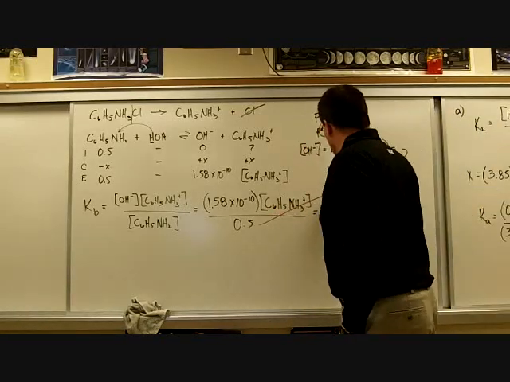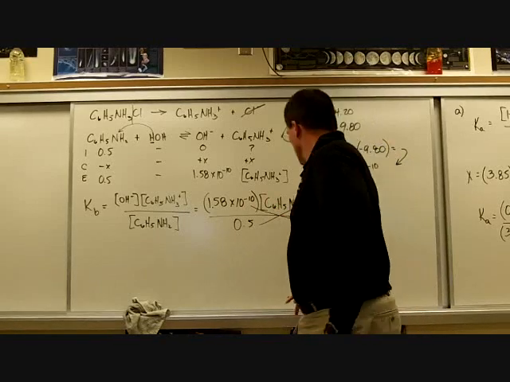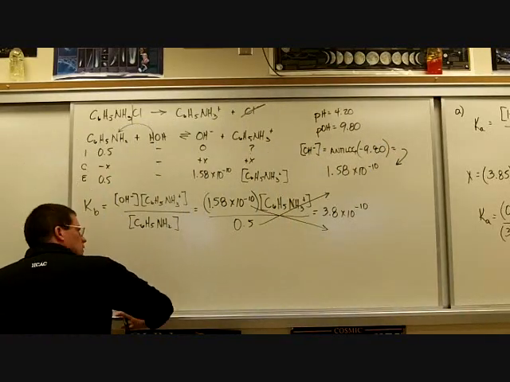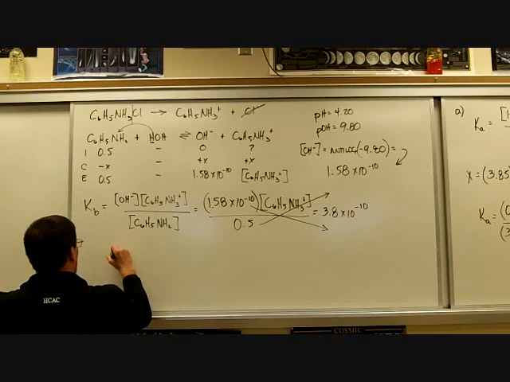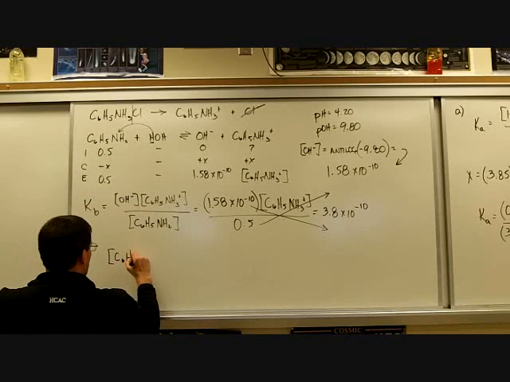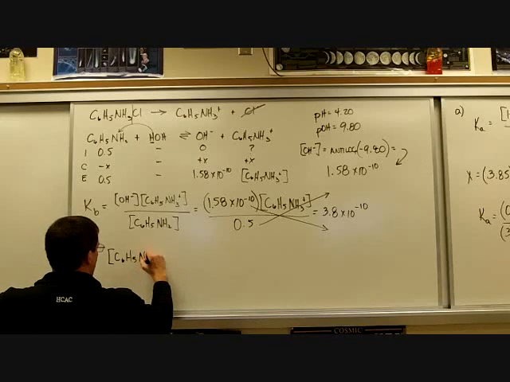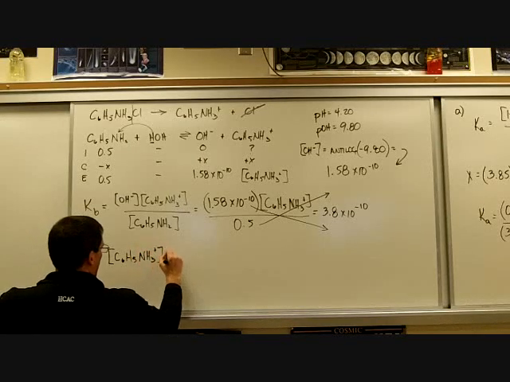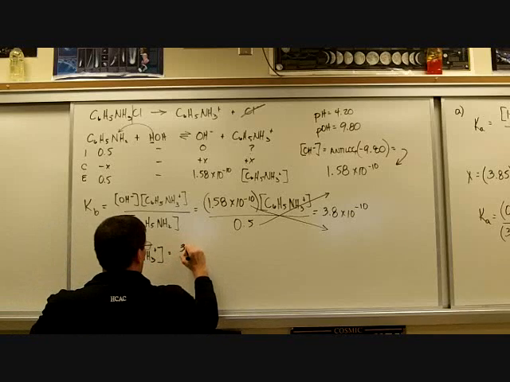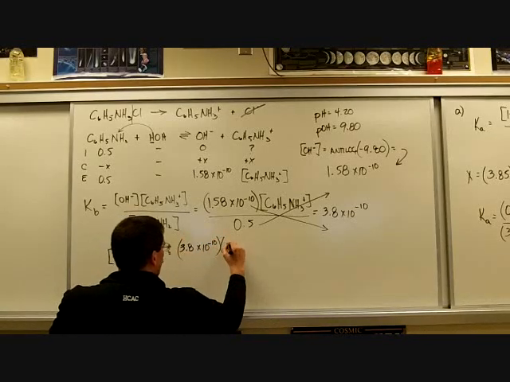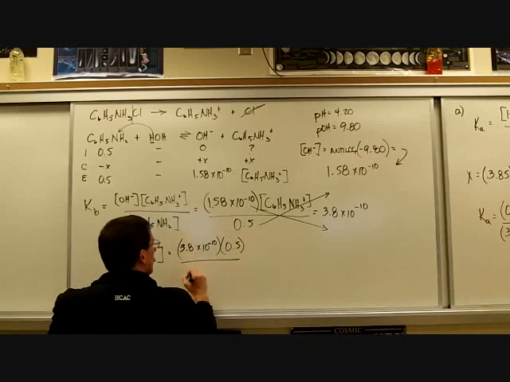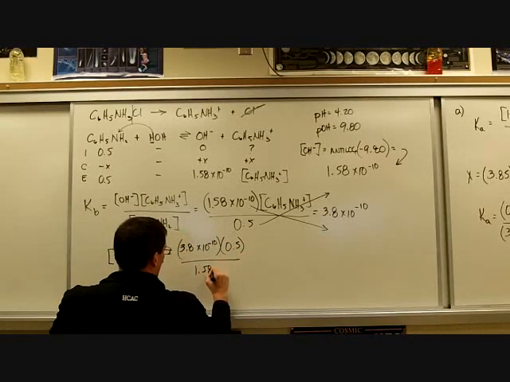So we're going to multiply 0.5 by both sides. So it's not even asking for pH. How boring is that? So C6H5 times 0.5 over 1.58.